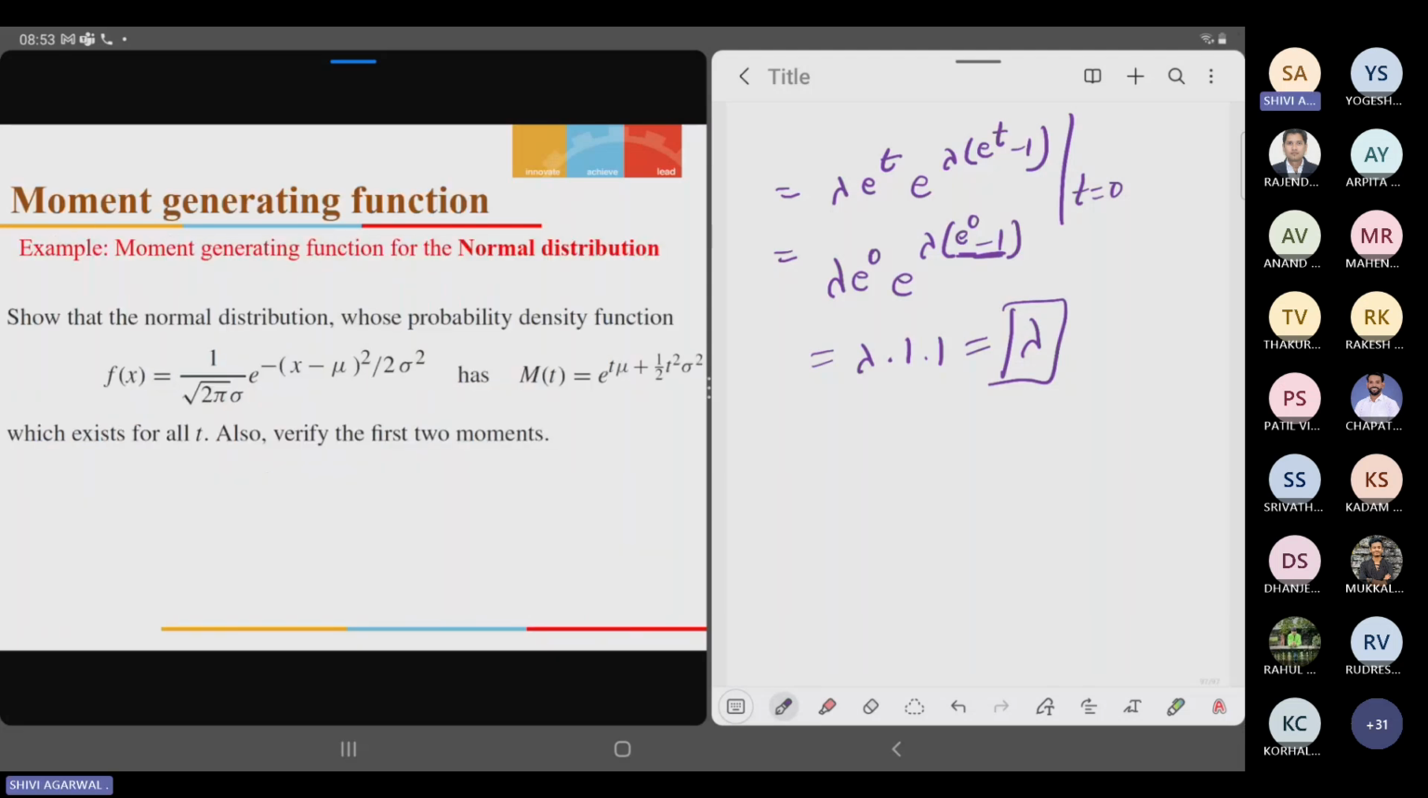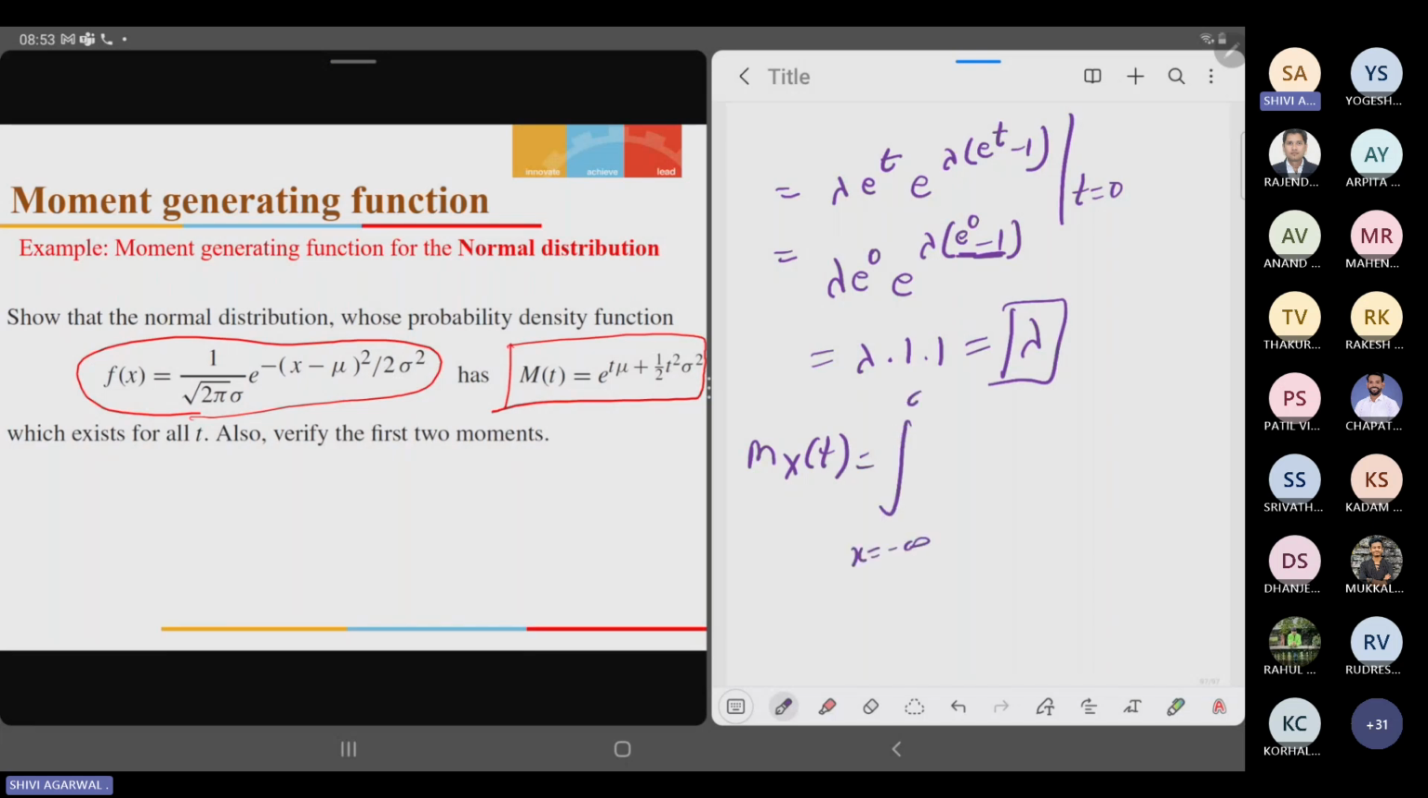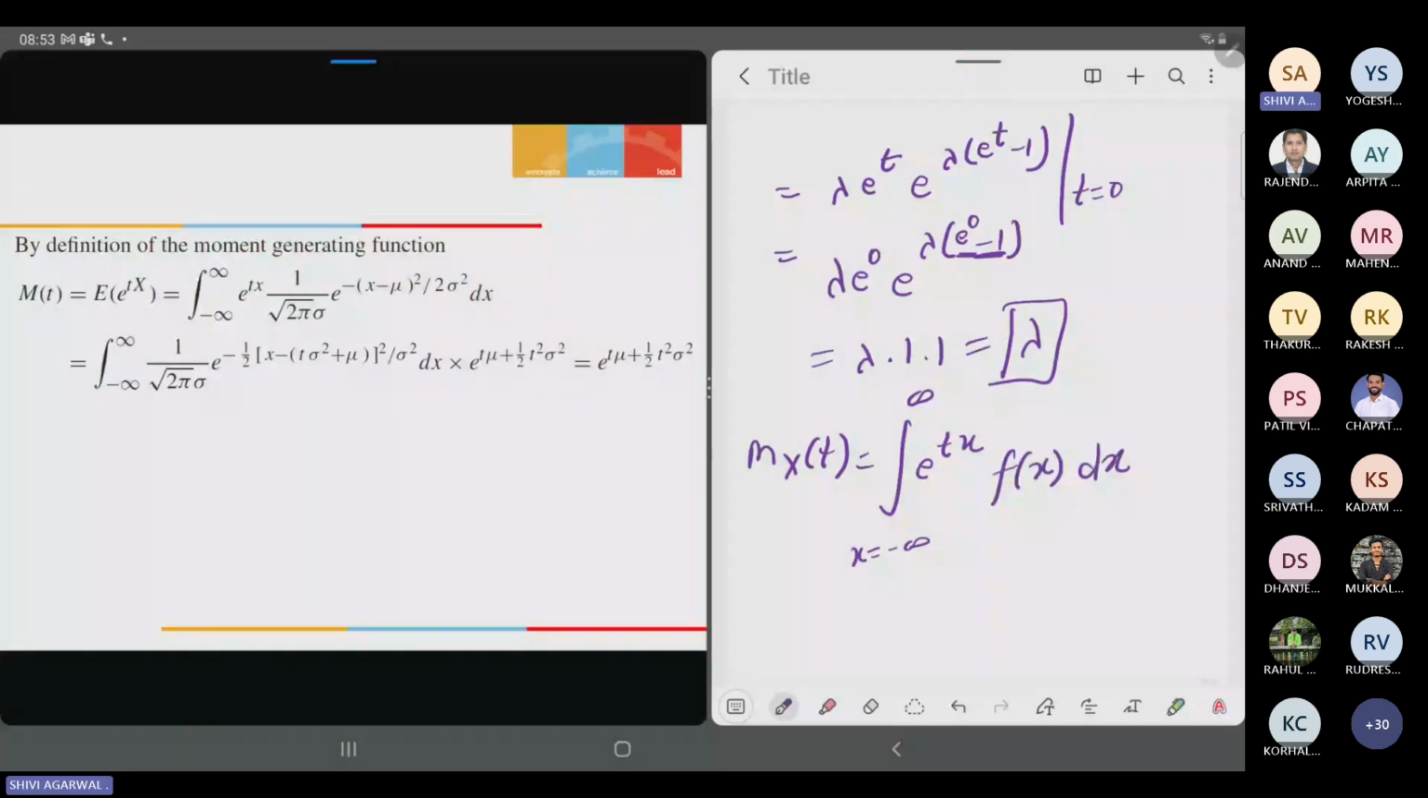Now, similarly, we can do the moment generating function for the normal distribution. So, binomial distribution, Poisson distribution, and normal distribution. We are not doing more. So, this is the density function, if you remember. So, moment generating function is given by this one. And this is the continuous case. So M_X(t) is equal to the integration for x from minus infinity to infinity of e to the power tx times f(x) dx.